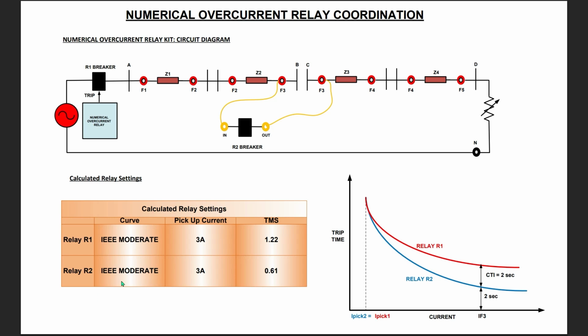Finally, the final relay settings are tabulated here. Relay R1 and relay R2 both use the IEEE moderately inverse curve. The pickup current of both relays is 3 ampere, and the TMS of R1 is 1.22 and R2 is around 0.61. The expected graph is shown on the right side. Here it is clearly visible that for the fault at F3, the current is IF3, and at this current relay R2 will trip within 2 seconds and R1 will trip within 4 seconds if relay R2 fails. That is to maintain a CTI of around 2 seconds.